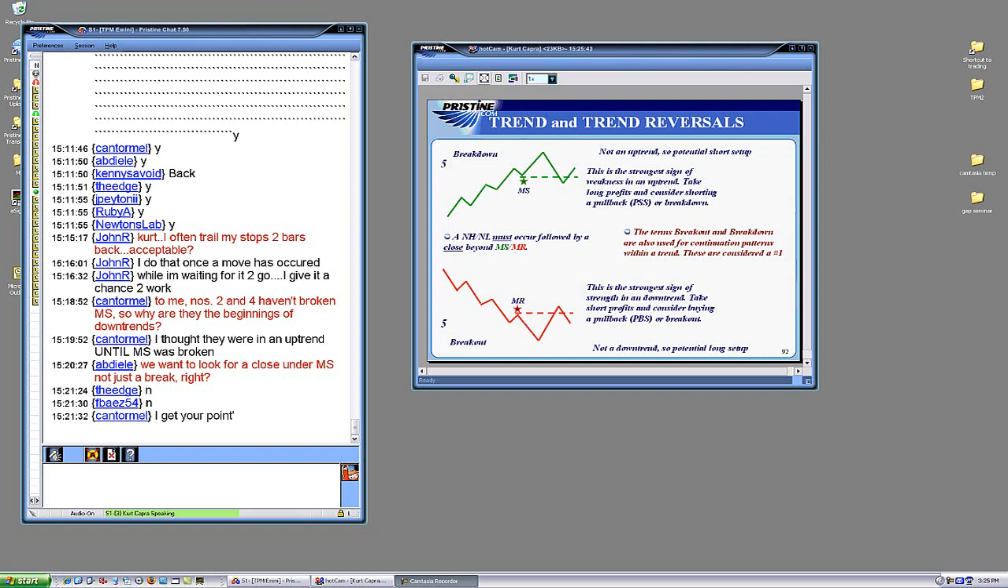Right? Again, the most compelling here is the actual break of major support or major resistance. This is the strongest sign of weakness in an uptrend or strength in a downtrend, and we can either consider buying the pullback if it's breaking above major resistance, or shorting the retracement on a PSS if breaking major support.